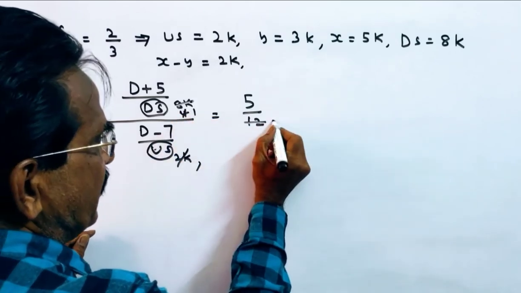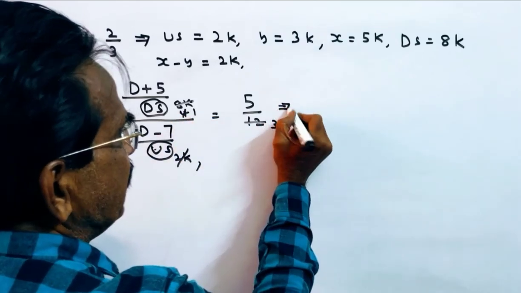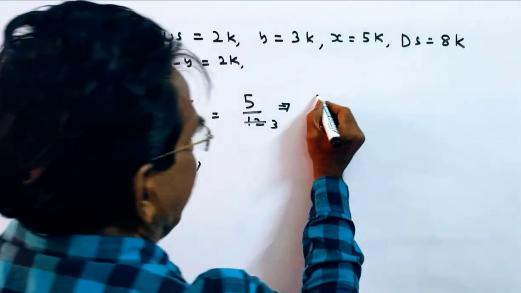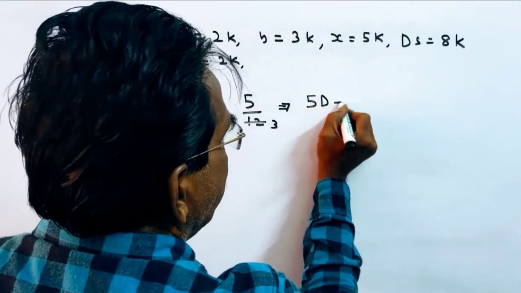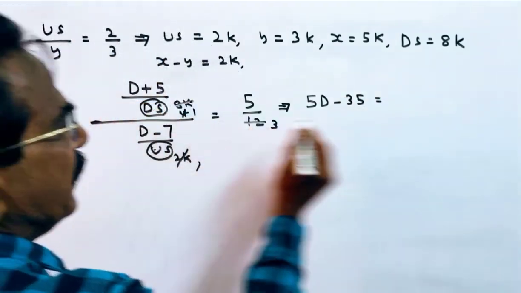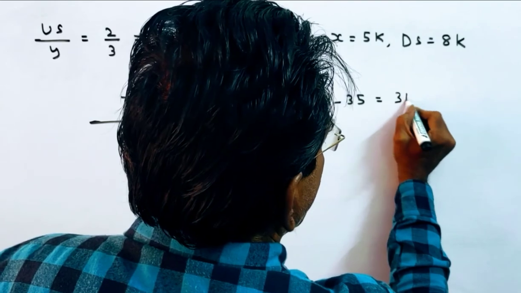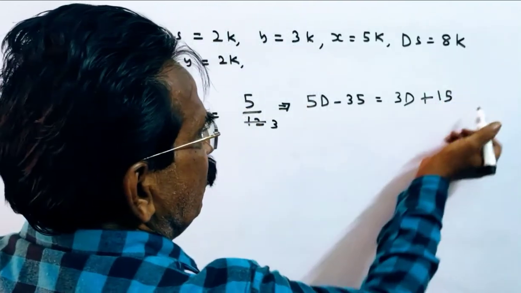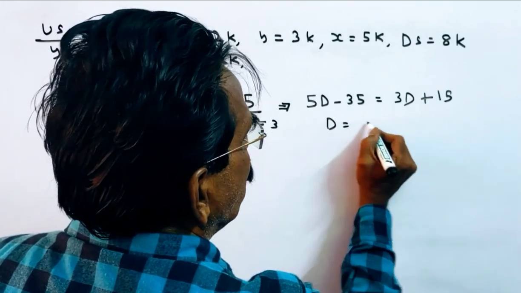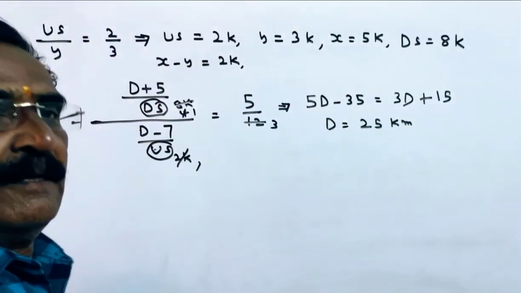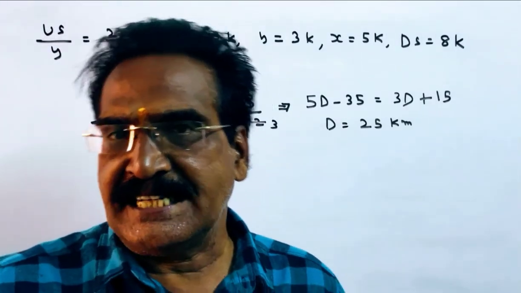So friends, it implies 3 into (d plus 5) equals 5 into (d minus 7). 5d minus 35 is equal to 3d plus 15. 2d is equal to 50. d is equal to 25 kilometers. Friends, now we have the distance.